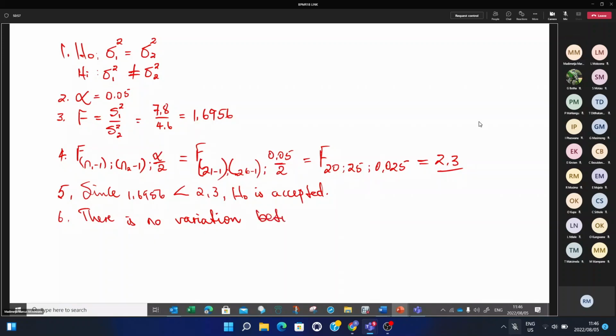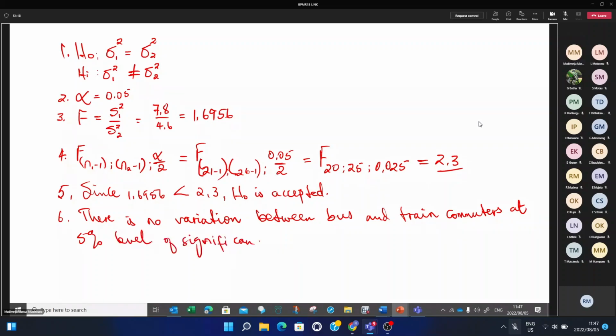There are no differences in parameters at 5% level of significance. There we go. Done. You got this one right?